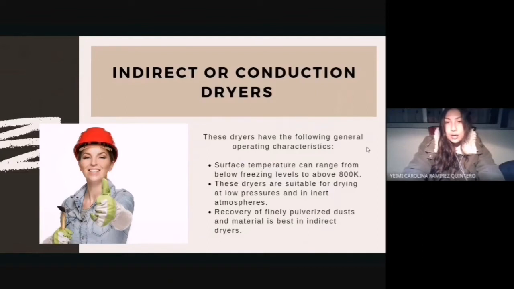Indirect dryers allow the recovery of the solvent and are suitable for drying at reduced pressures and in inert atmospheres, which makes them recommended for the dehydration of thermally sensitive or easily oxidizable products, being able to use drying methods to ensure better heat transfer and eliminate heat buildup, moisture grains in the product. Next, please.